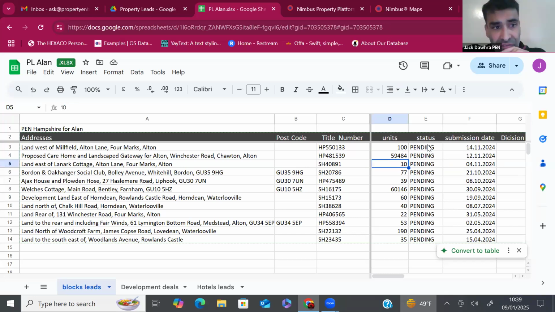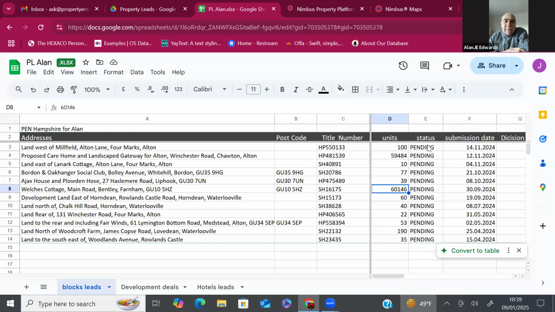Exactly. In fact, look at this one. This is 60,000 units. I asked the team to double check this one as well, Alan. I'm sure they must have. But again, this needs to be triple checked.